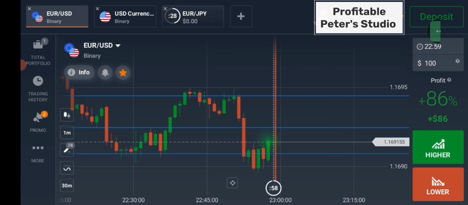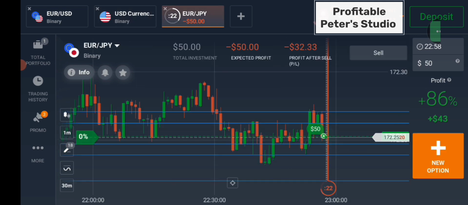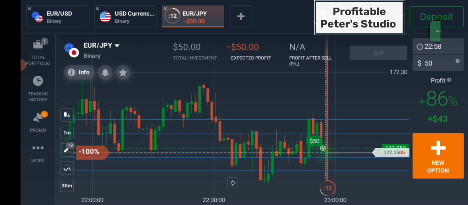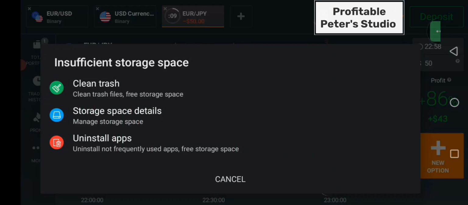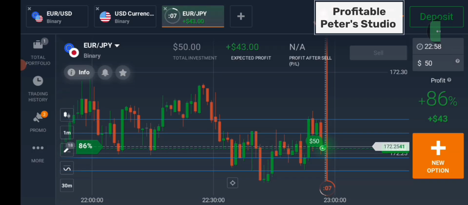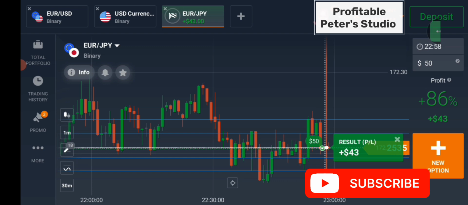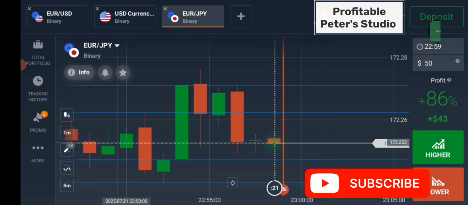Let's check other ones. Okay, this one's up. Buyers are pushing it up. It's going back up. Down, up. Let's see how. A few seconds left. So I've won this trade. Okay, so the buyers had the day. Okay, so I look for another trade.